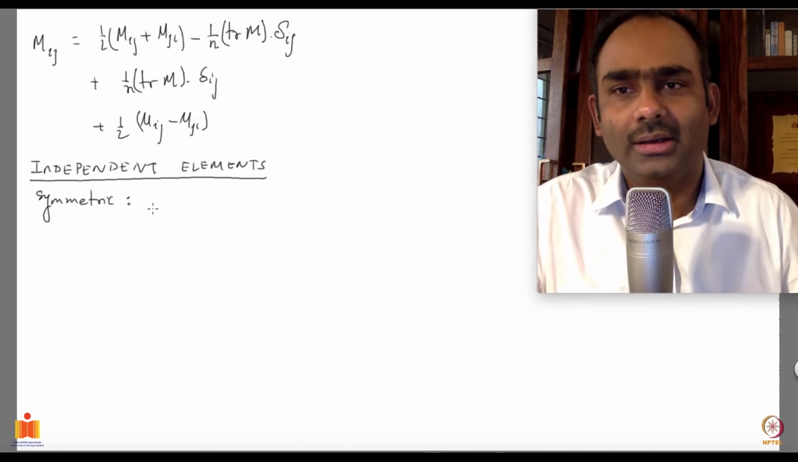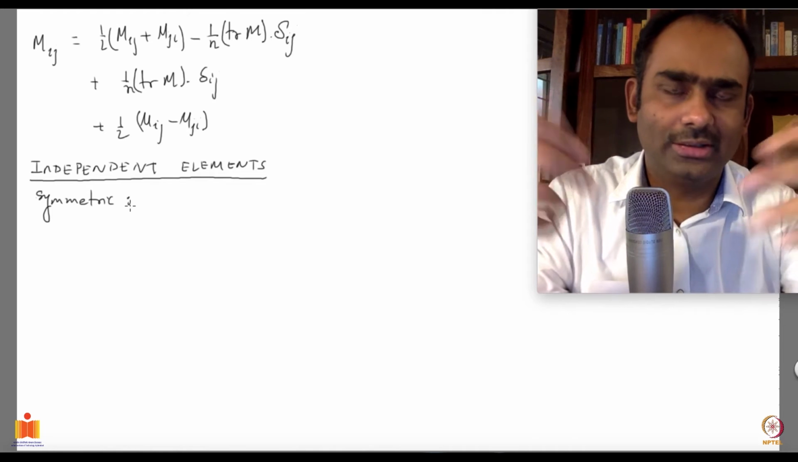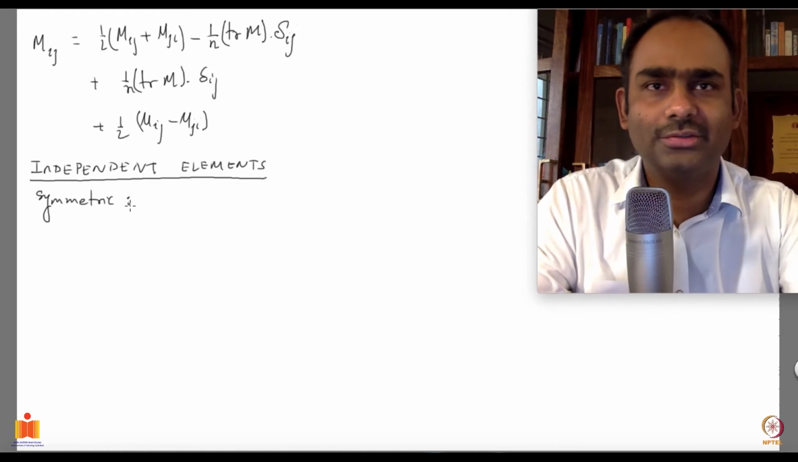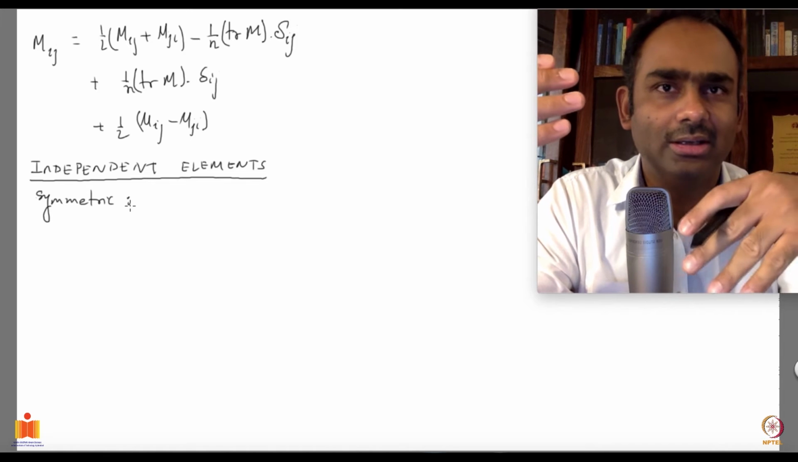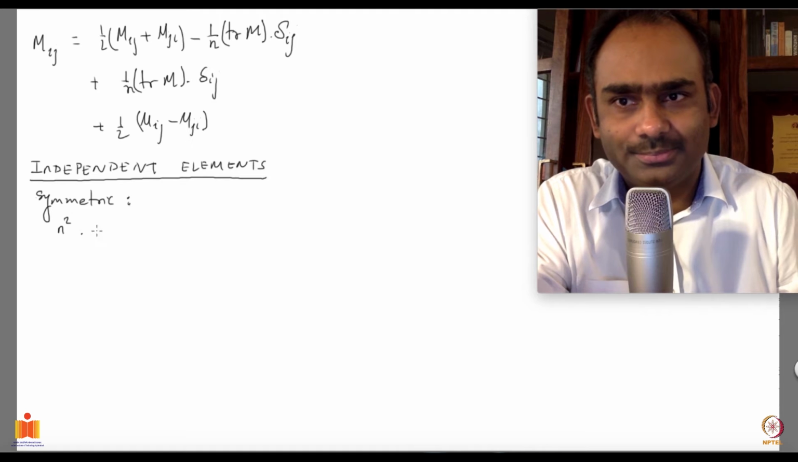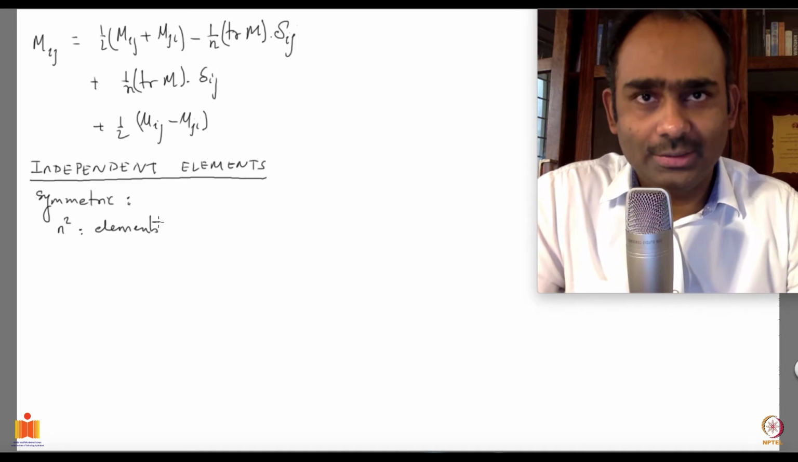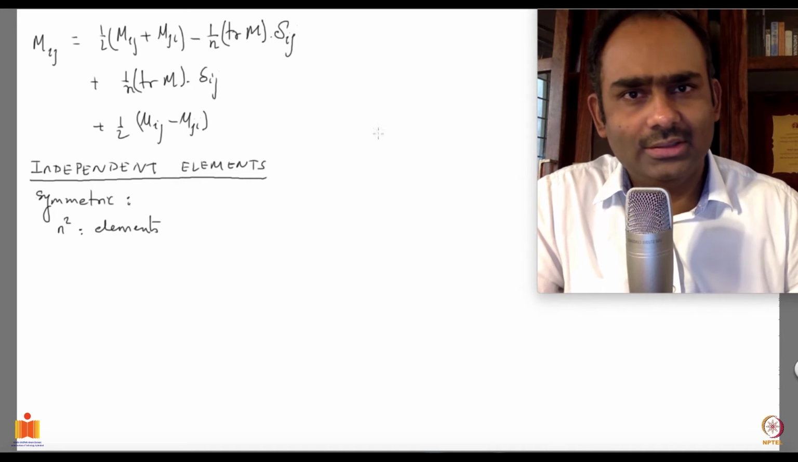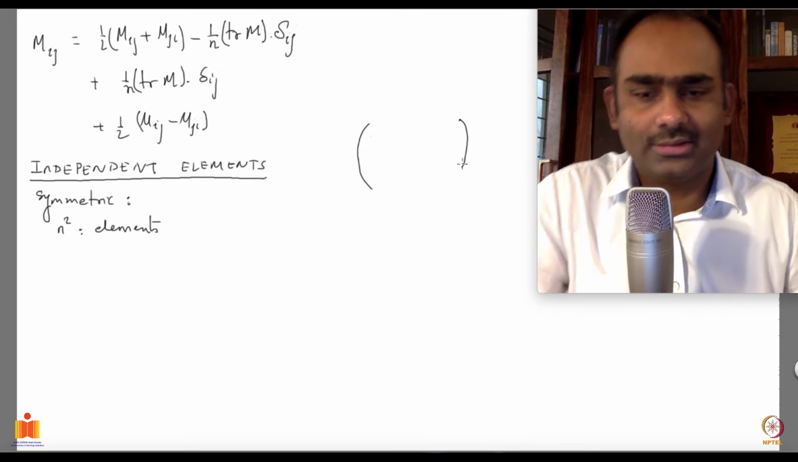Okay, so for a symmetric matrix, if you have an n cross n matrix, the total number of entries that you have in the entire matrix is n cross n. So total is n square. So to begin with, we have n square elements, but of course not all of them are independent. So let's draw here a symmetric matrix.